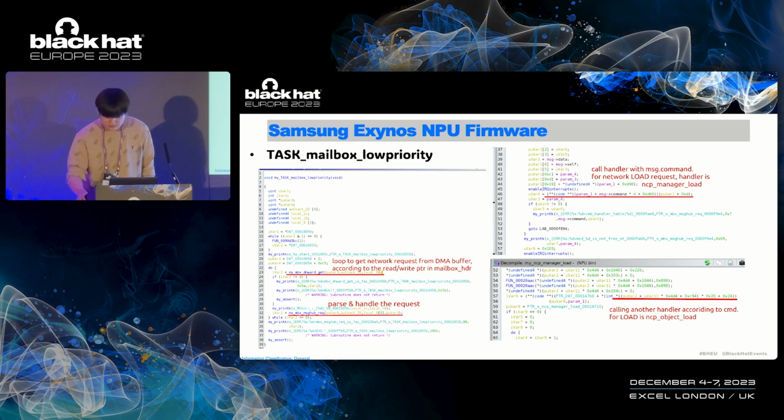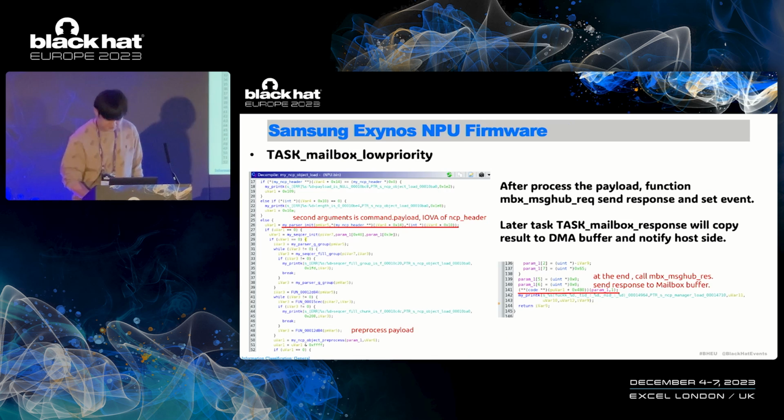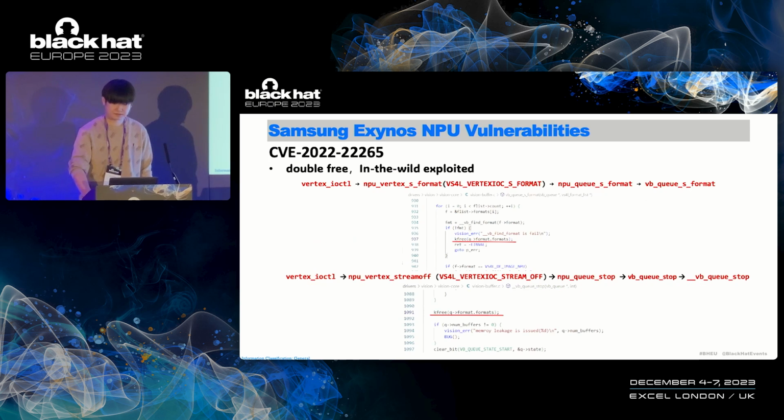And this function will loop to check the write pointer on the mailbox header. Once the write pointer has been updated, the firmware knows that there's a new request from the kernel side. Later, it will call different handlers according to the command field of the structure message. And after processing the request payload, firmware will update the read pointer in the mailbox header to tell the kernel that it has finished handling the request. And this is a whole cycle of request processing.